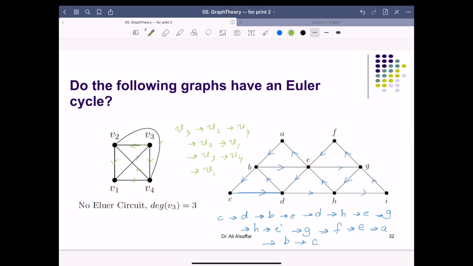So this is an Euler path, and this is an Euler cycle or circuit.